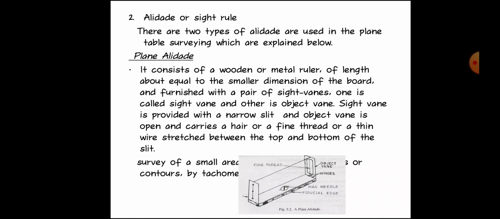Plane alidade. It consists of a wooden or metal ruler of length about equal to the smaller dimension of the board, and furnished with a pair of side vanes. One is called side vane and other is object vane. Side vane is provided with a narrow slit, and object vane is open and carries a hair or a fine thread or a thin wire stretched between the top and bottom of the slit.